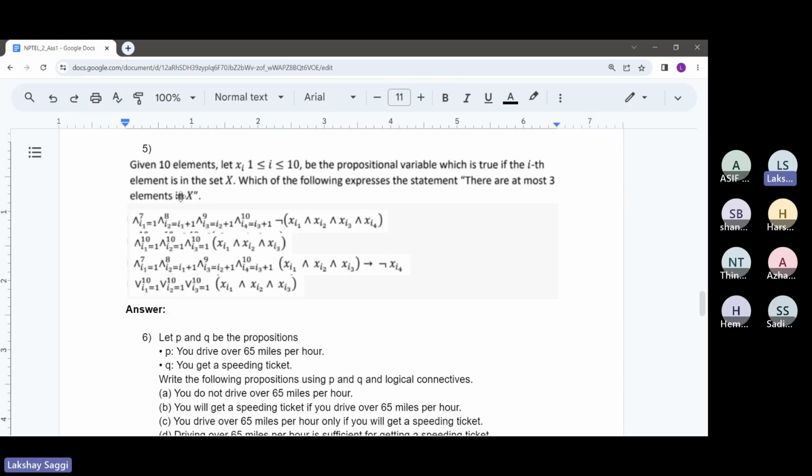And then all of this is done for all i3 from i2 plus 1 to 9. And this is done for all i2 from i1 plus 1 to 8. And this is done for all i1 from 1 to 7.